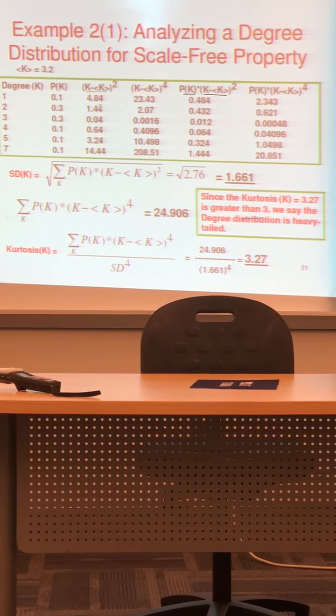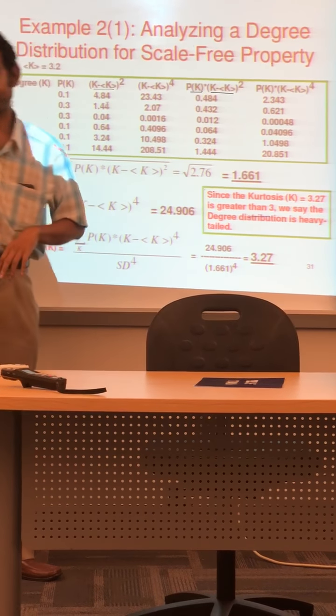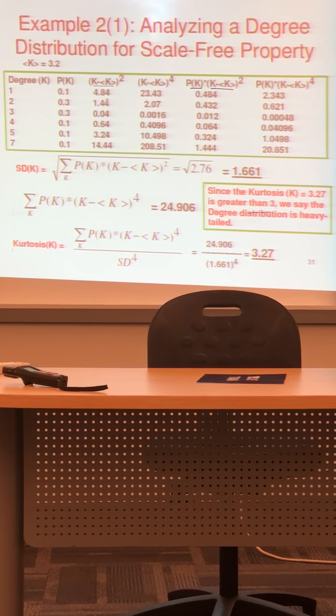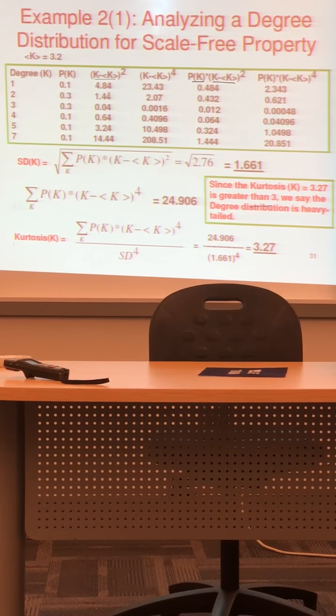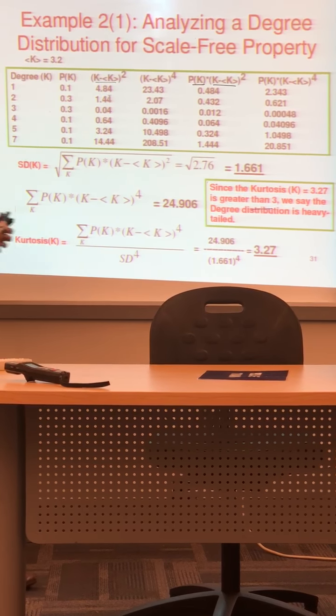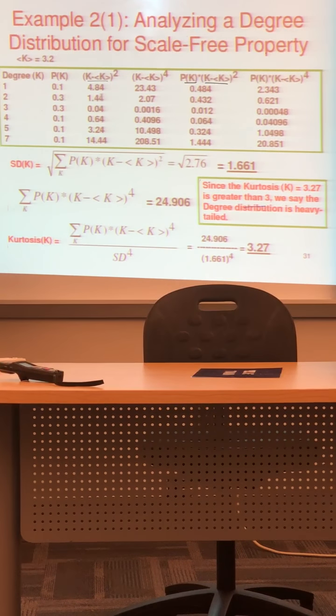So the average degree is 3.2. Standard deviation is 1.66. So it's still not clear whether it could be a scale-free network or not. That is why we'll go ahead and also find the kurtosis. It's reasonably high, but not greater than the average degree. But it's a little high.